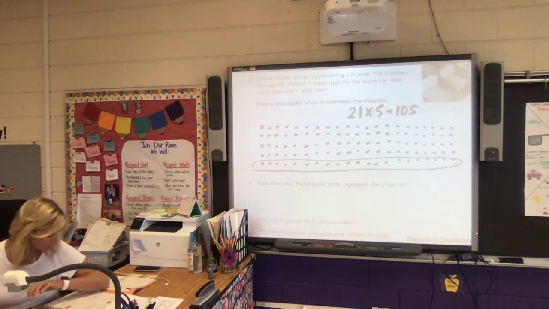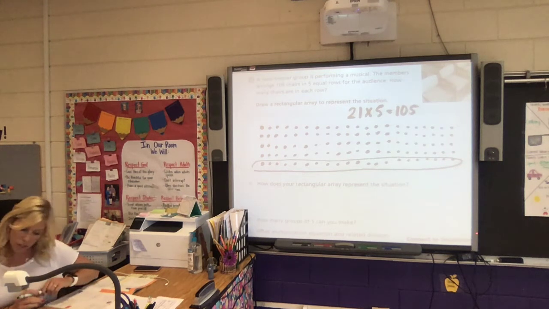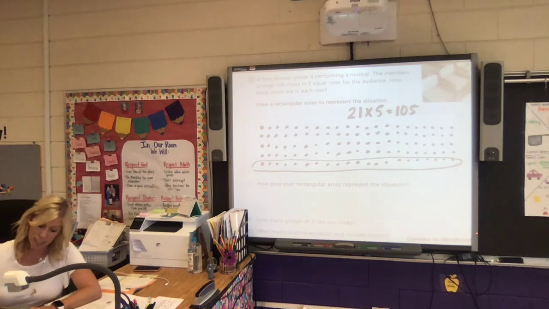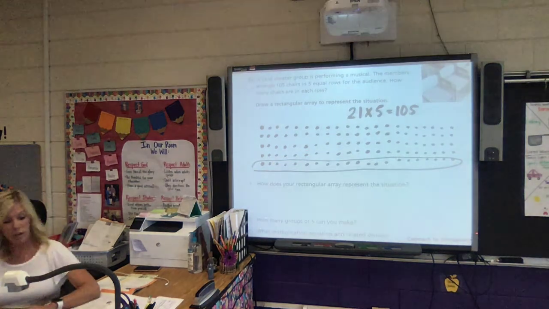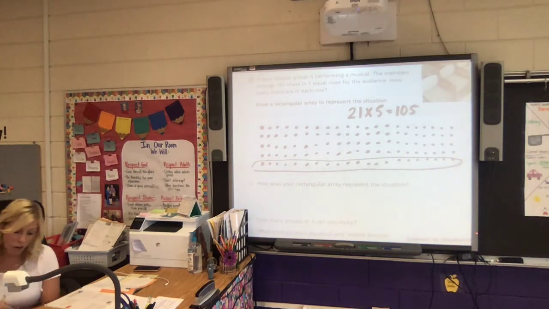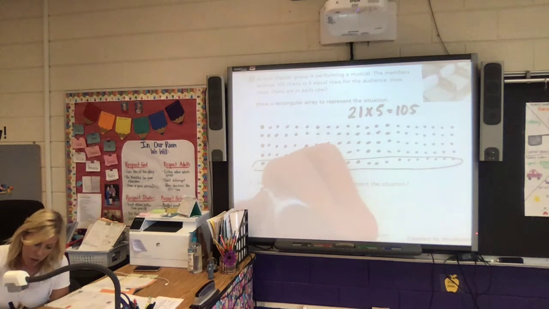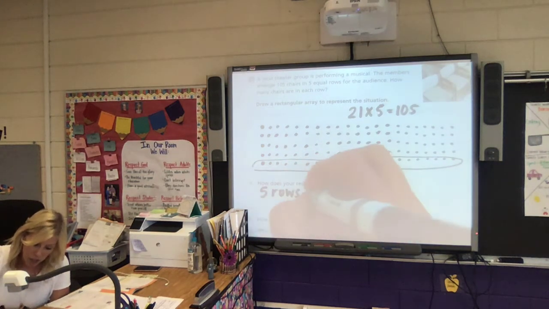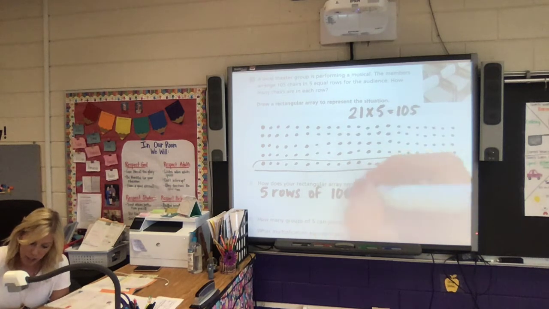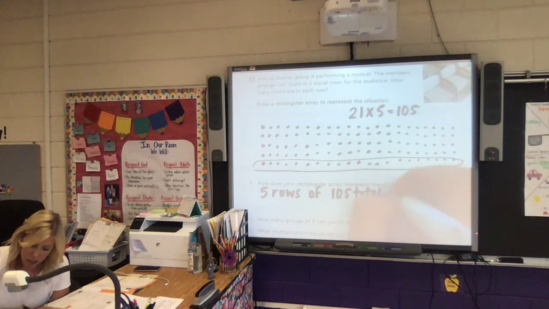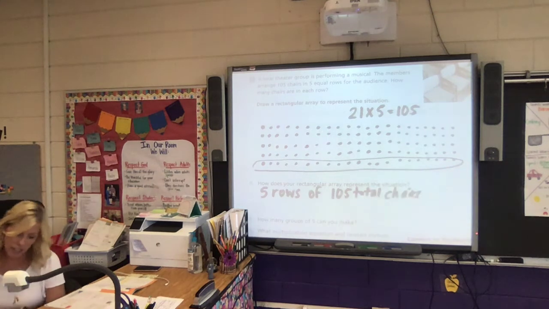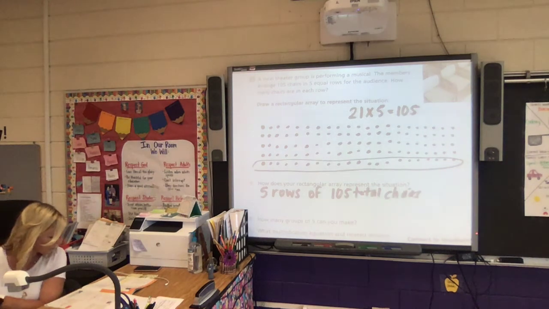Okay, so it says how does our rectangular array represent the situation? So we can say that we have our 5 rows of 105 total chairs. That's kind of sloppy.